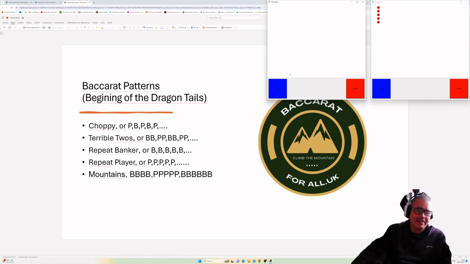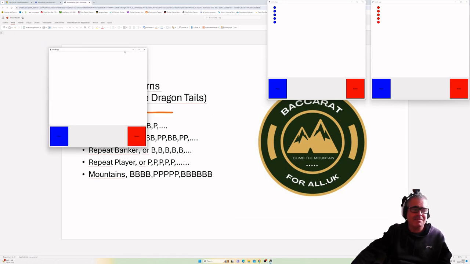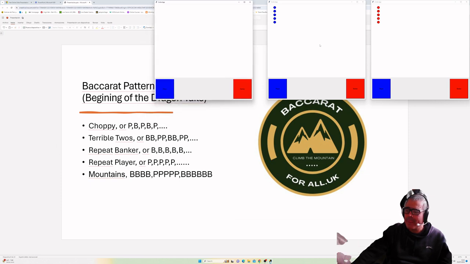Then the other one that people know as well is five players in a row. That is another dragon tail. Similar to bank, exactly the same as the bank, but it is players. We have another one that is not so popular. I mean, it is popular, but people don't like it. They call it terrible two.